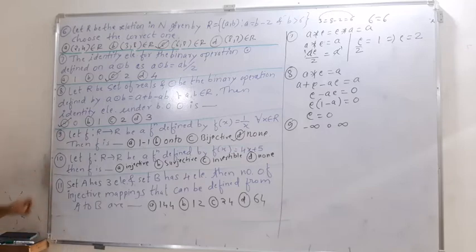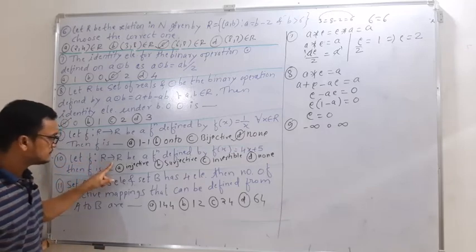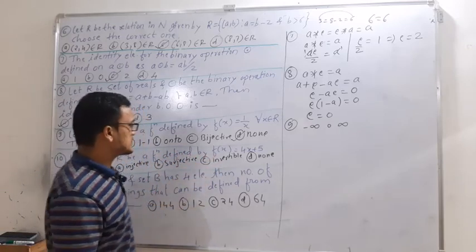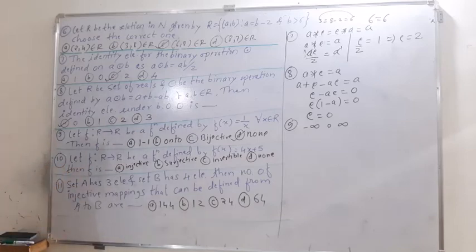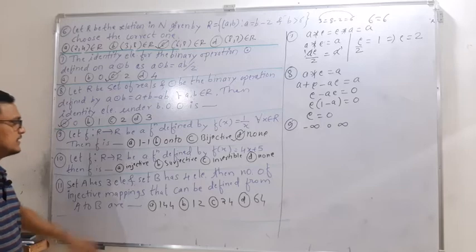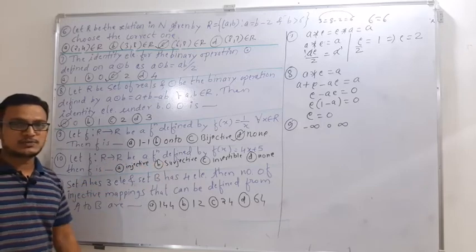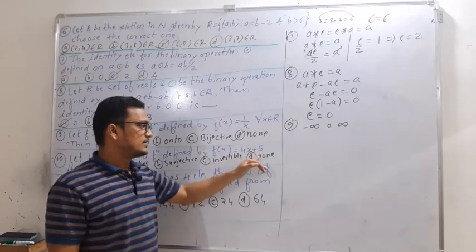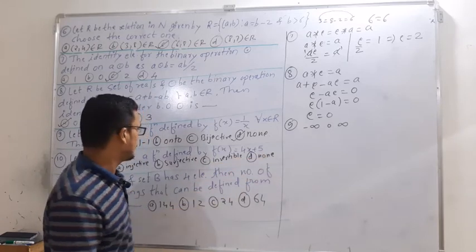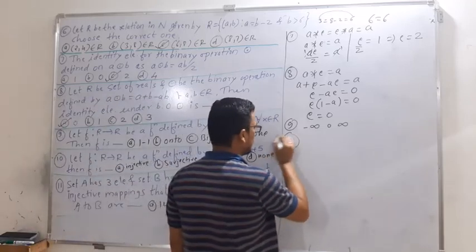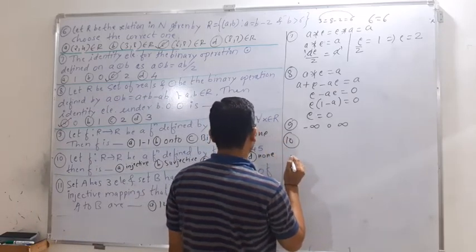Okay, next question, that is question number 10. Let f be a mapping from R to R, defined by f of x is equal to 4x plus 5. Then f is injective, surjective, invertible, or none of the above. Again, injective means 1-1, surjective means onto, invertible means what? Inverse exists, and this option is D, that is none of the above. Let us check now. Whether this given function is 1-1, onto, or invertible, right?